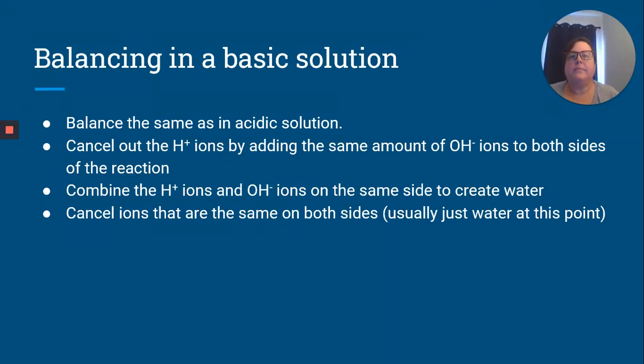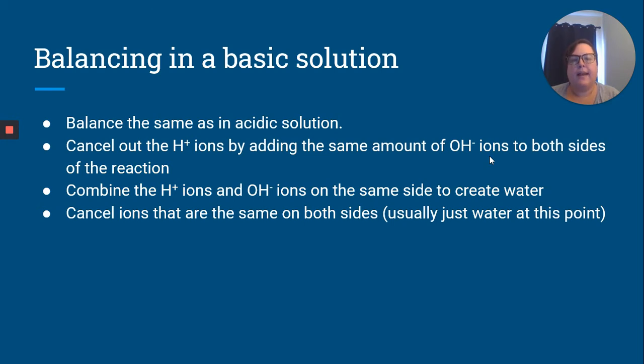So balancing redox reactions in a basic solution is very similar to the way we do it in acidic solutions, except we're going to add some things after we balance the reaction. So you balance it exactly the same as in acidic solutions, and then at the very end we're going to change our hydrogen ions into hydroxide ions.